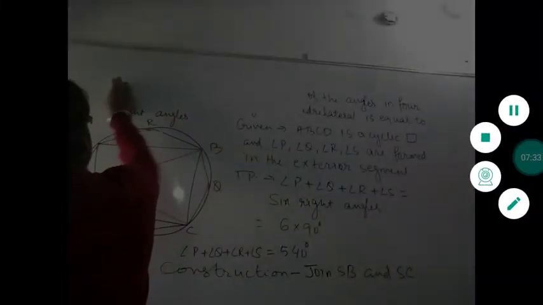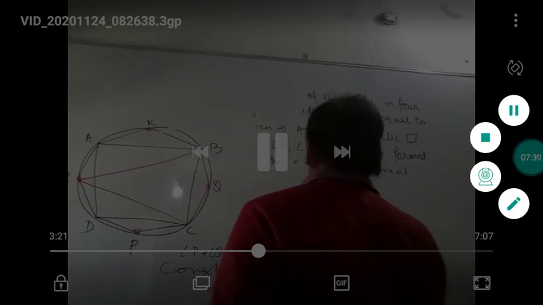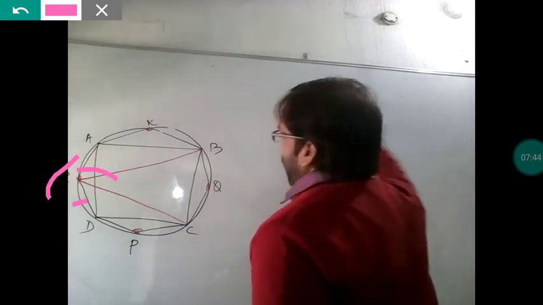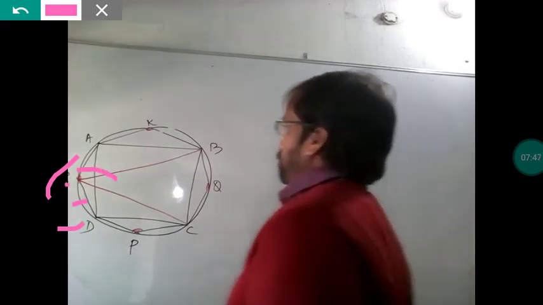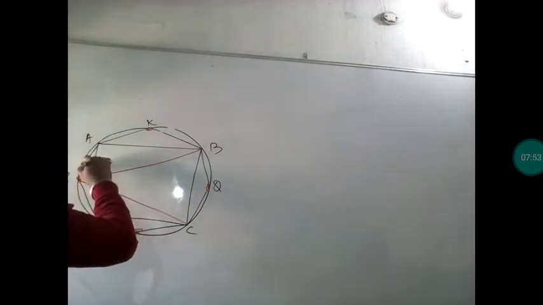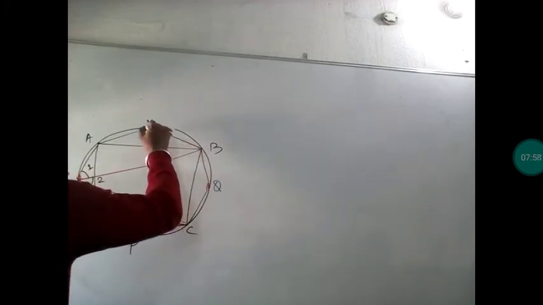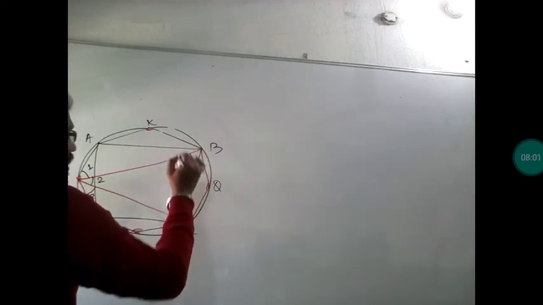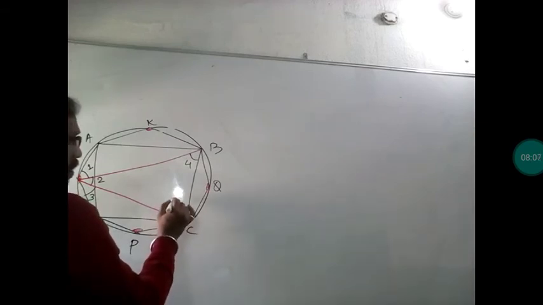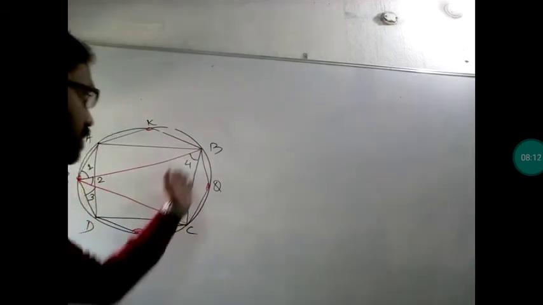One thing I would like to say here: this point is S. It's not visible there, but this point is the S point. Clear? So these angles I am labeling angle 1, 2, 3. This is already angle R, this is angle 4, this is angle 5. Now we will start the proof.